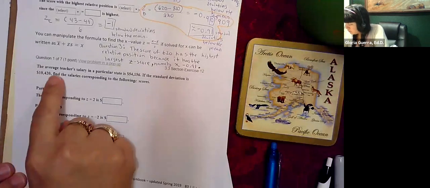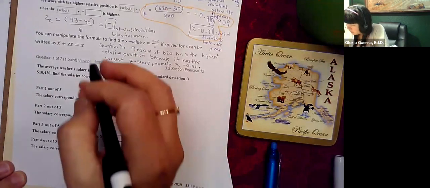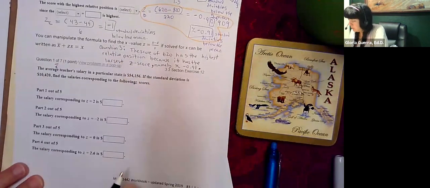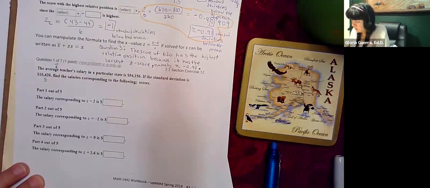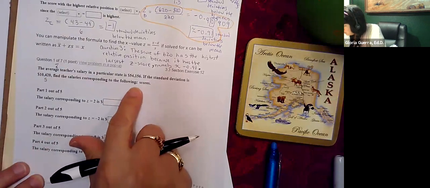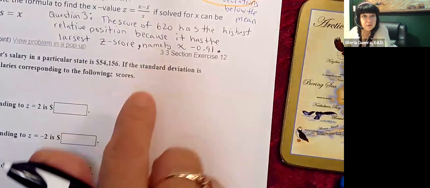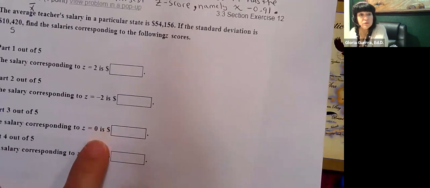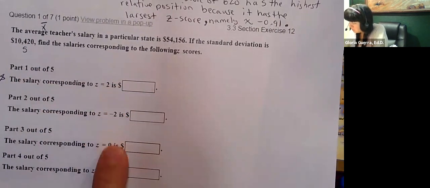And it says that the average teacher's salary in a particular state is 54,156. So that's your mean, right? X bar, average salary. The standard deviation is 10,420. So that's S. Find the salaries corresponding to the following z-scores. It looks like they forgot to space that, but these are z-scores. See, z equals 2, z equals -2. Okay, so I'm just going to do the first one. But these are all z's here.